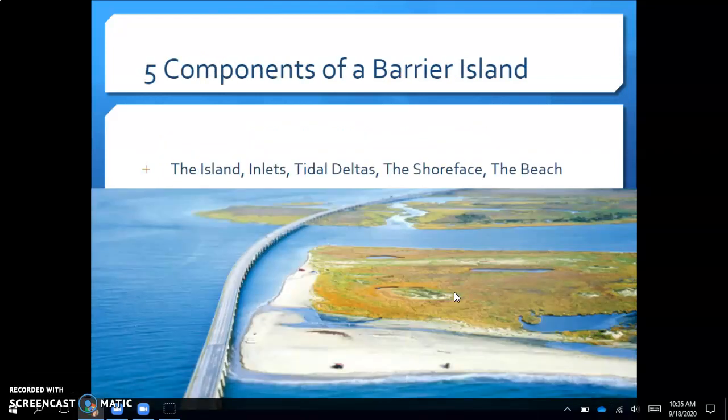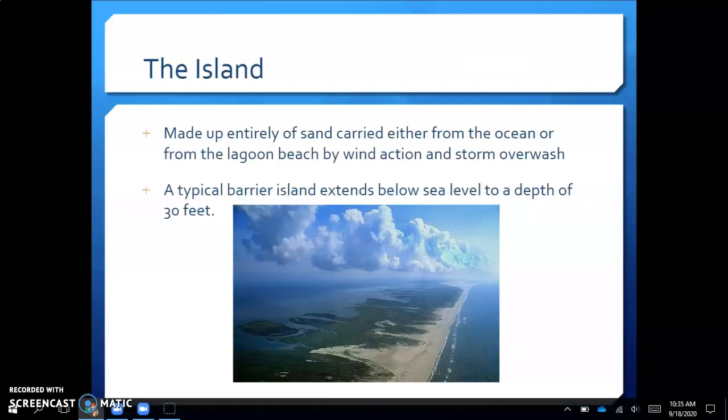There are 5 components of a barrier island we need to know: the island, the inlets, tidal deltas, the shore face, and the beach. So the island itself is made up entirely of sand that's carried either from the ocean or from the lagoon beach by wind action and storm overwash. So wind is something that can carry and deposit sand, but also if there are ever storms or rougher than normal seas, those tides can pull sand and deposit them into the barrier islands.